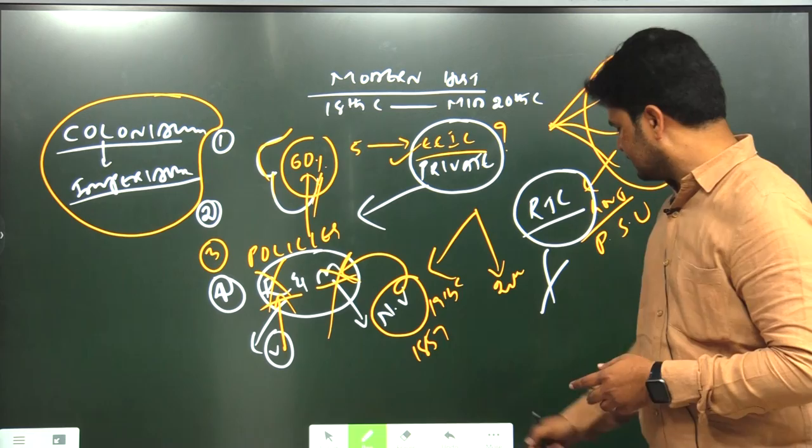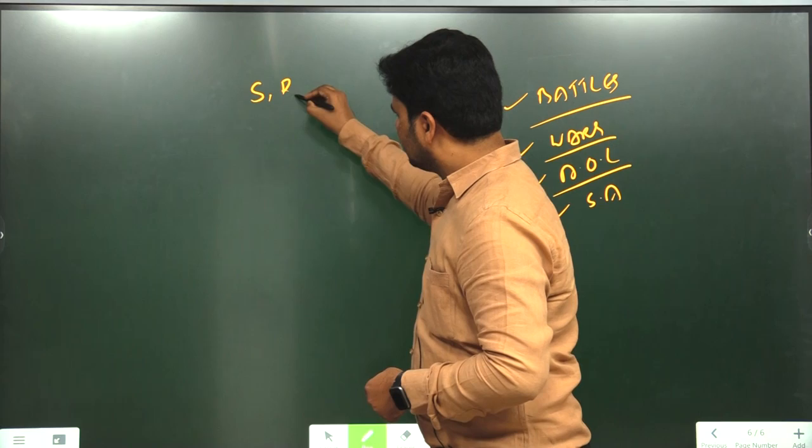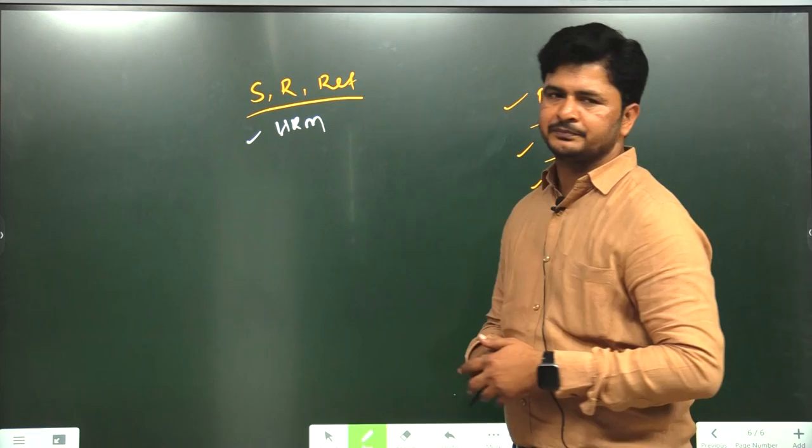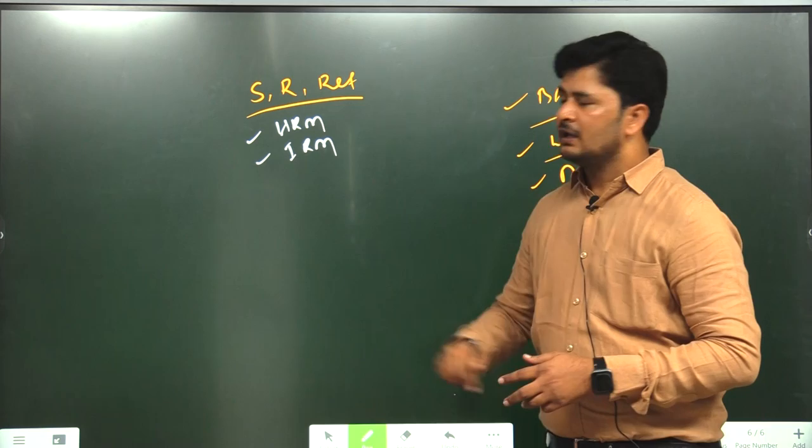Followed by, we have socio-religious reformation movements. Under the tag called socio-religious reformation movements, we are going to discuss Hindu reformation movements, followed by Islamic reformation movements, followed by Parsi reformation movements, and even Sikh reformation movements.